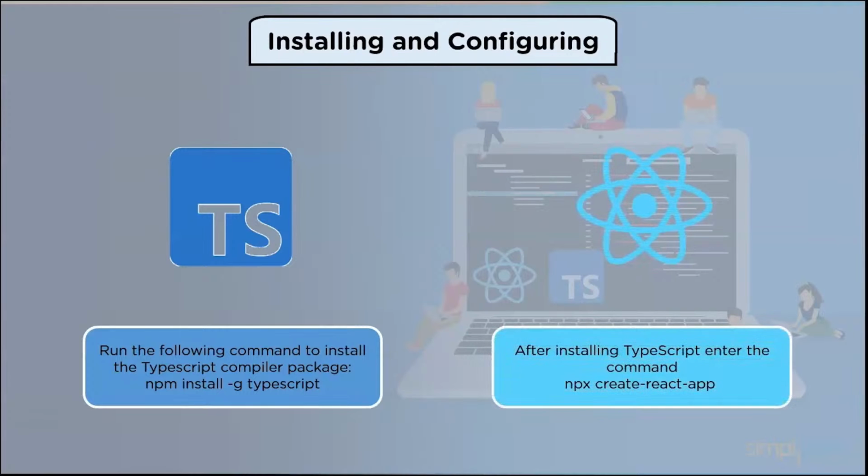Next, we need to install React. For installing React and creating a React project, go to the command prompt and run this command: npx create-react-app. This command will create a simple folder structure of the application, then install all the necessary modules and get the project up and running for you.